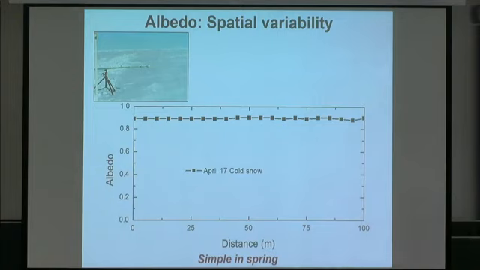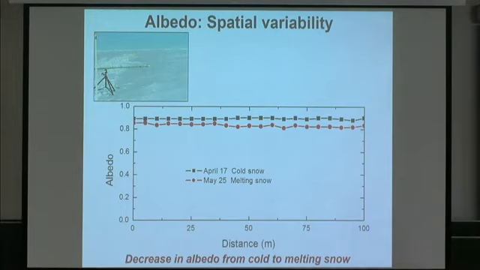These are results of albedo measurements made on cold, dry snow in April, going along a line that was 100 meters long. And we see that's really pretty nice. The albedo is around 0.85, 0.9, and it doesn't vary much spatially. So that's good. It's simplifying, in that when we have cold snow, we don't necessarily have to measure things in a lot of places. Now we can come back a month later when the snow starts to melt, and we see that there's been a slight decrease, and then also we still have this spatial homogeneity.